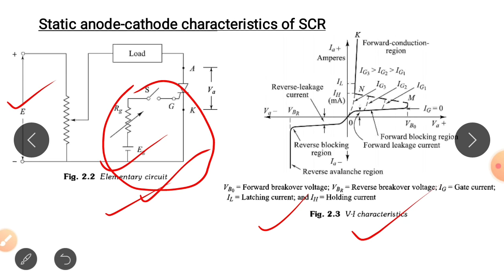this part is the reverse blocking region. So when we increase the reverse voltage across the SCR, at a critical breakdown voltage called reverse breakdown voltage, that is VBR, an avalanche breakdown occurs at J1 and J3, because here J1 and J3 are reverse biased. Then reverse current increases rapidly. So here this part is where the reverse current increases rapidly.